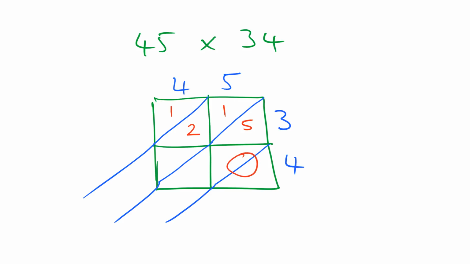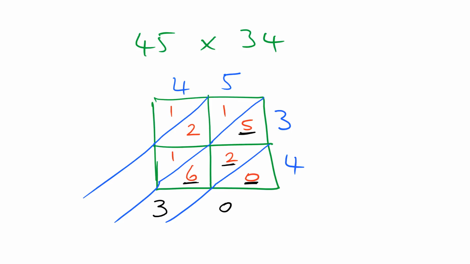This box down here is 5 times 4, so that would be 20. And this box would be 4 times 4, which is 16. Okay, now we add them together, starting with the 0, so that's just a 0. In the next diagonal we have to do 5 plus 2, that is 7, plus 6 is 13.